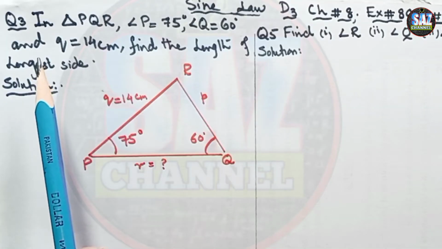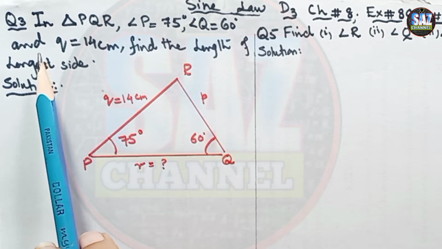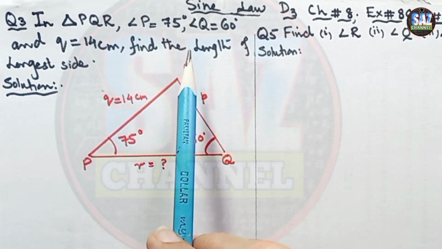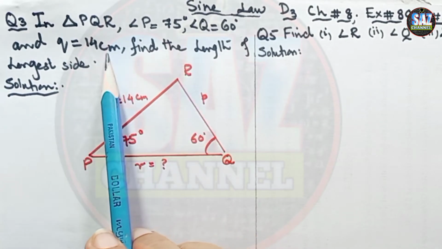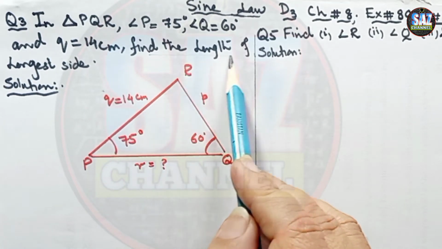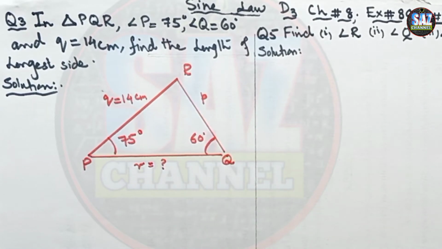In question 3, the triangle which is given to us is triangle PQR. In triangle PQR, angle P is 75 degrees, angle Q is 60 degrees, and the length q is 14 centimeters. Find the length of the longest side. The question says find the length of the longest side. Here, the requirement is not finding all the lengths of the given triangle, only the longest side.